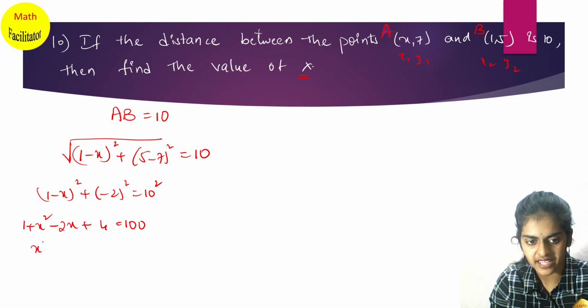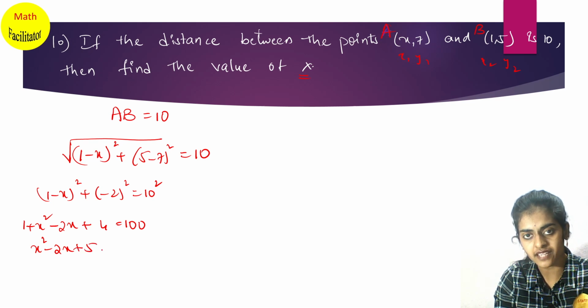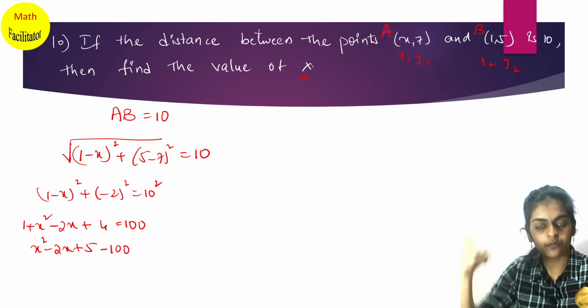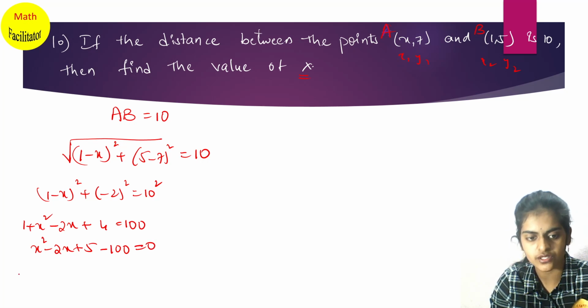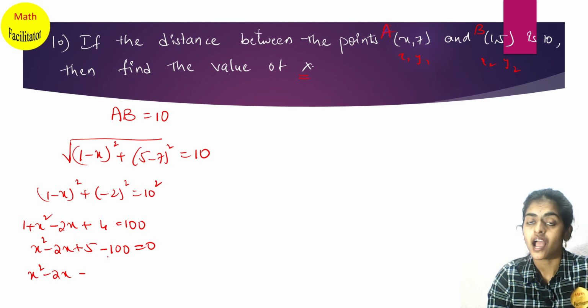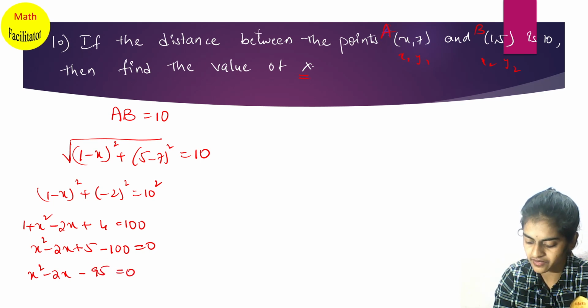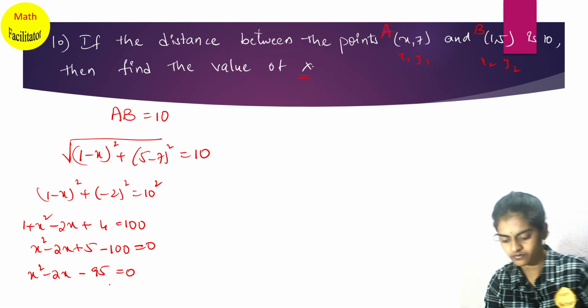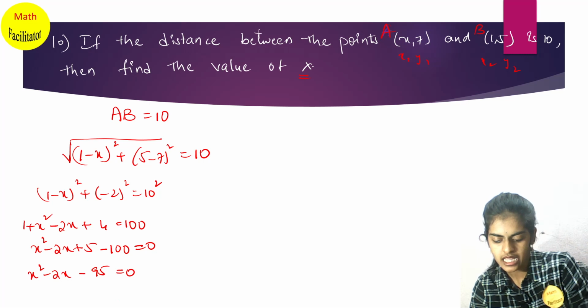Okay, so you have x square minus 2x. So 1 plus 4 is 5. So 5 minus 100. I am transposing 100 to LHS. So you have minus 100 equals to 0. So x square minus 2x, minus 100 plus 5 gives you minus 95 equals to 0.